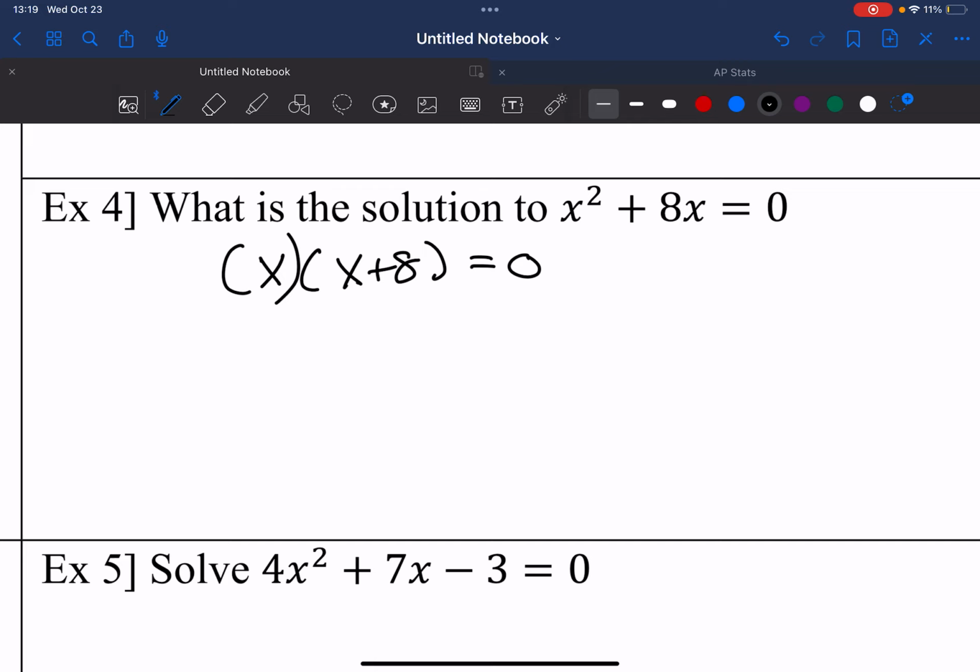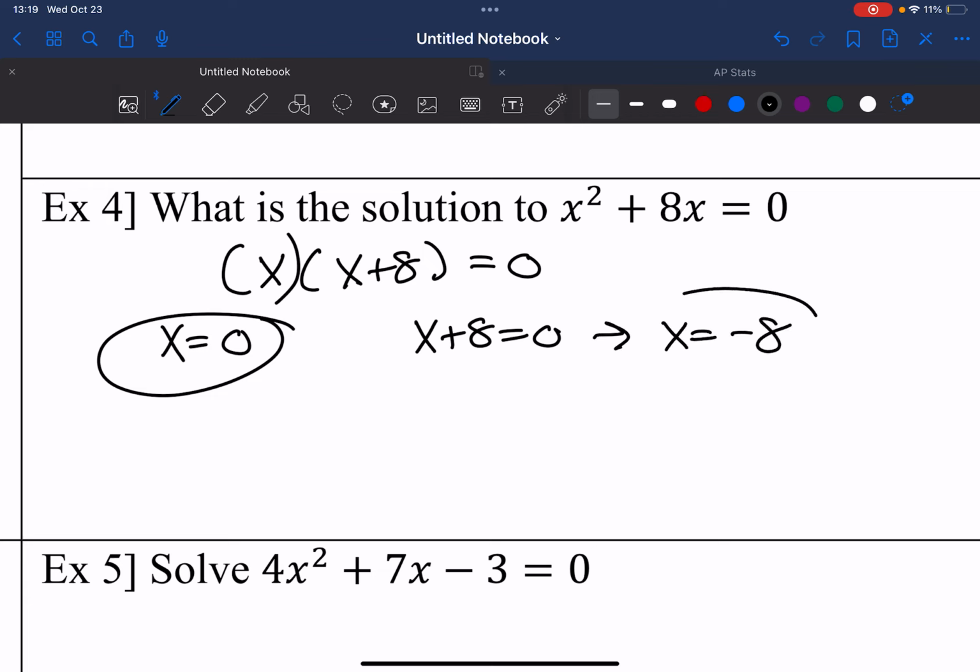So I can set each of them equal to 0 separately, and I get x is equal to 0. Already have my answer here. And x plus 8 equals 0, which implies that I get x is equal to negative 8. That's my answer once I subtract the 8 over.